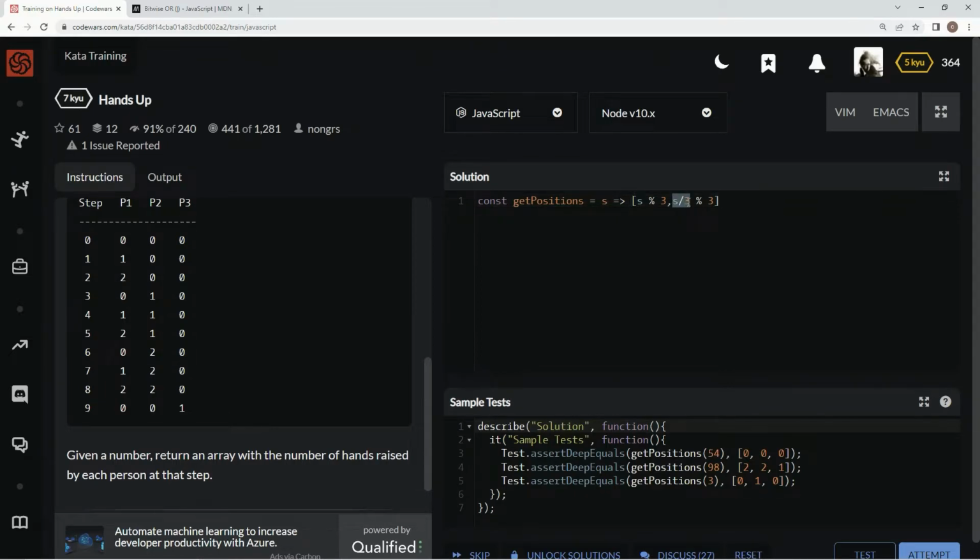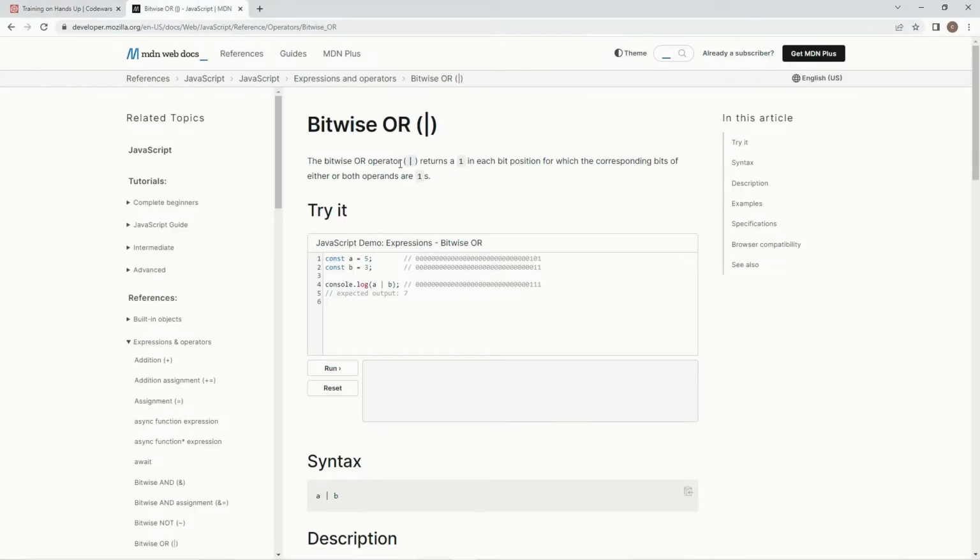I think we can. So let's wrap this in parentheses, and let's go over here and check out what this bitwise OR operator does. The bitwise OR operator returns a 1 in each bit position for which the corresponding bits either or both operands are 1. Okay, that doesn't mean anything to us. What means something to us is watch what happens when we put a 0 here in the B place and put anything behind the decimal point on 5. Let's run it. Oh, look at that. That looks like it's rounded down, doesn't it?